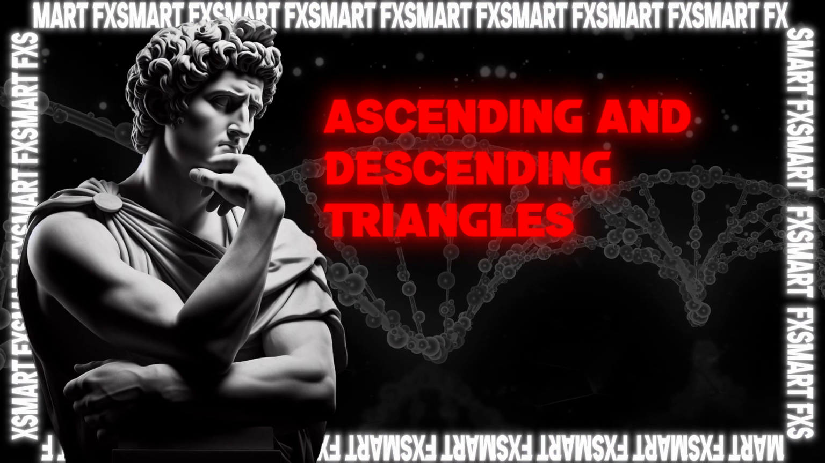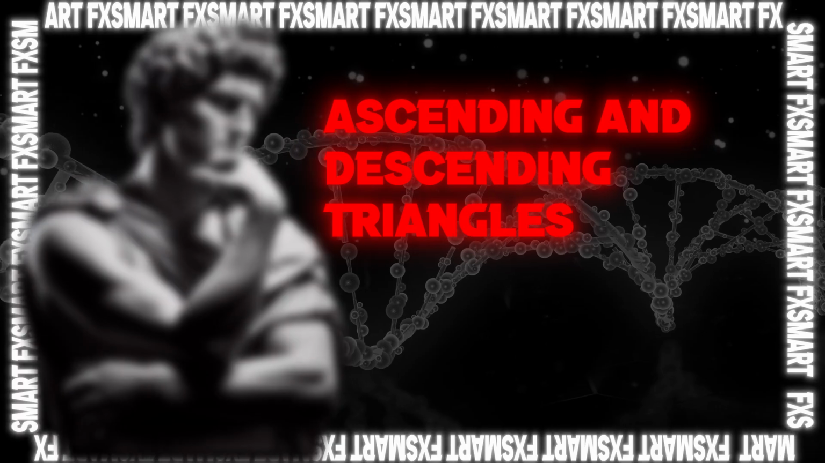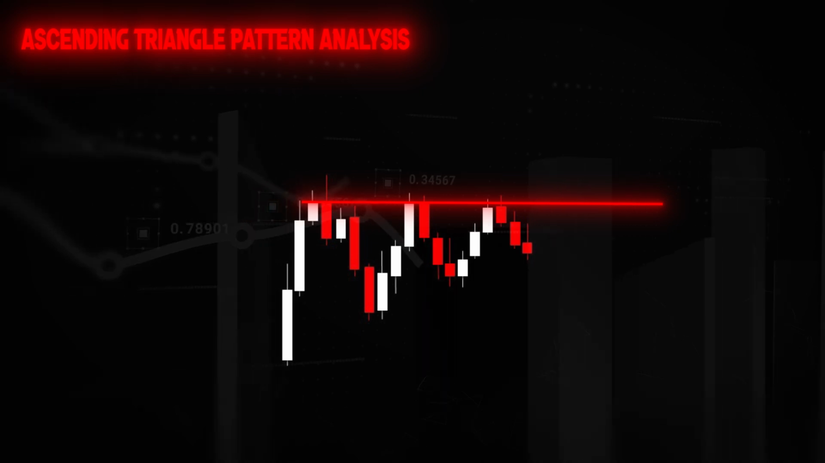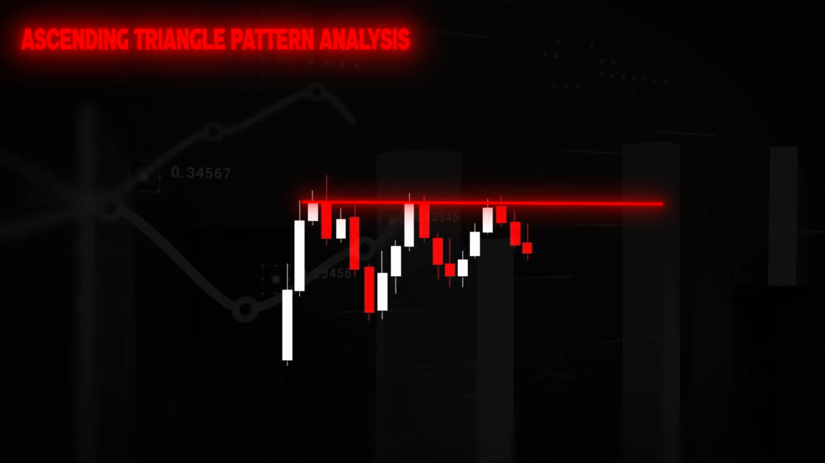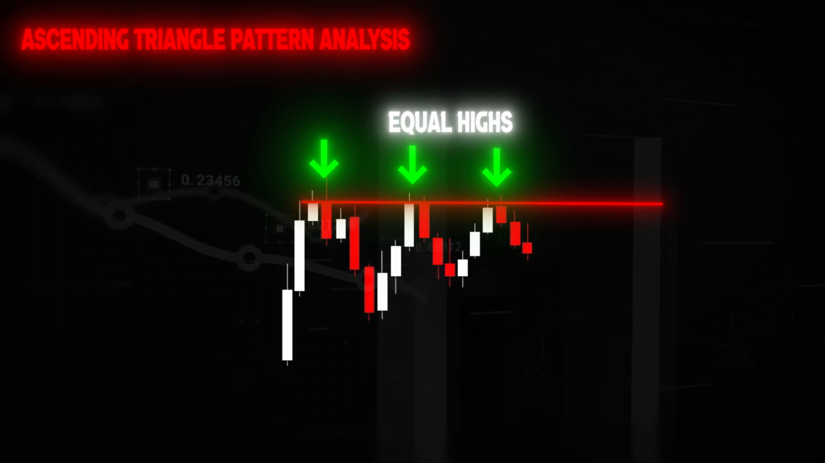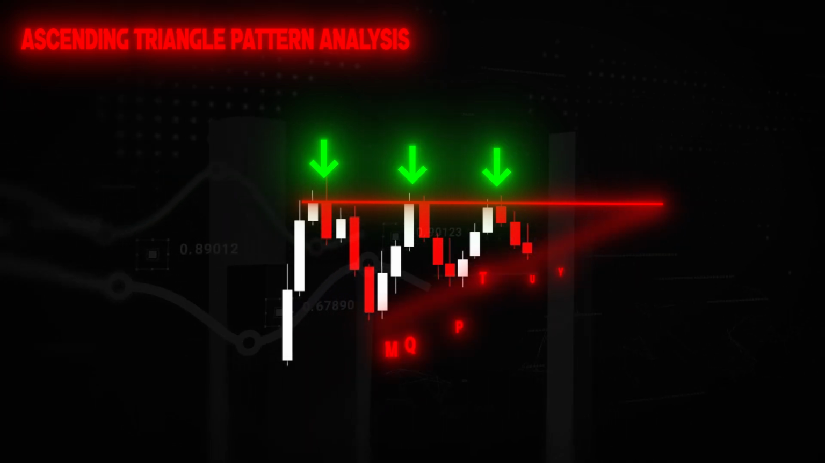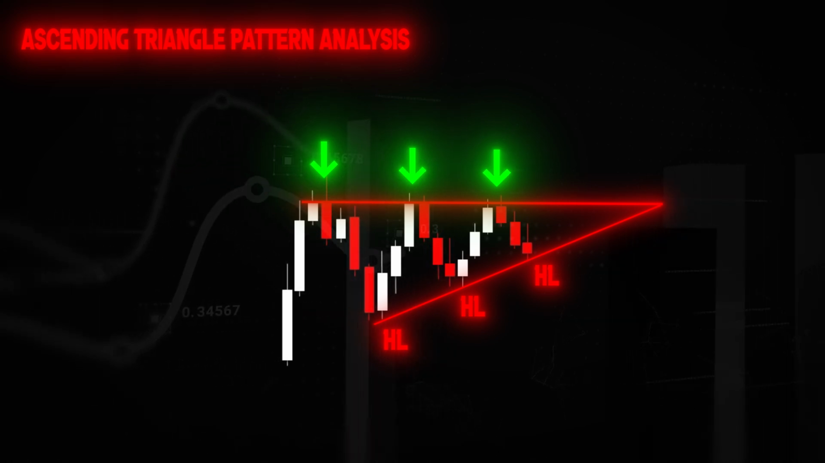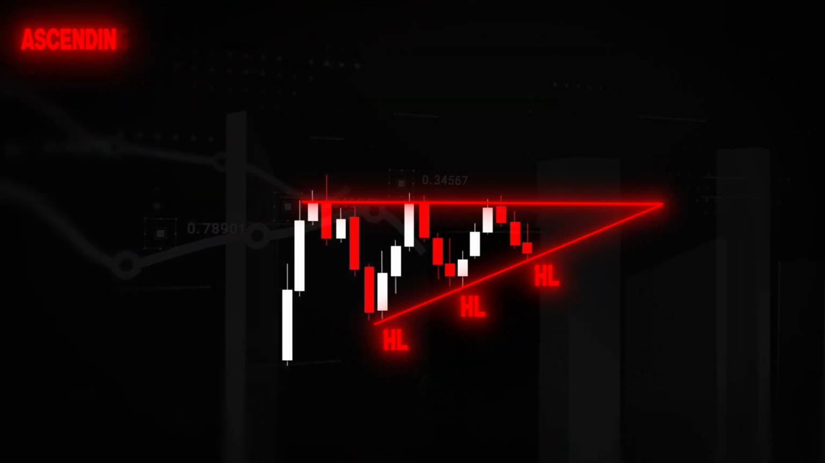Ascending and descending triangles. This pattern can indicate both trend continuation and reversal. It is unique due to the psychology behind it. In an ascending triangle, there are multiple rejections from a resistance area, but on the downside, a bullish trend line pushes the price upward, creating higher lows with equal highs.